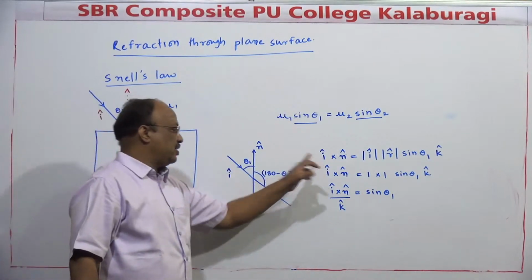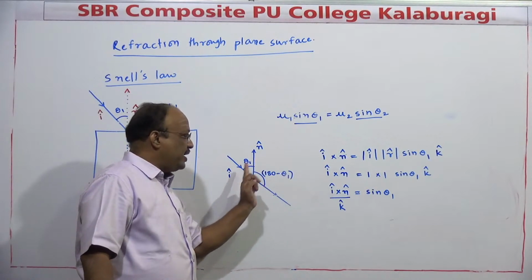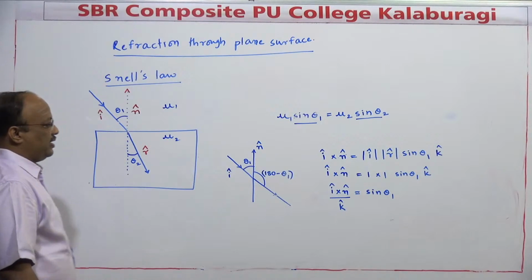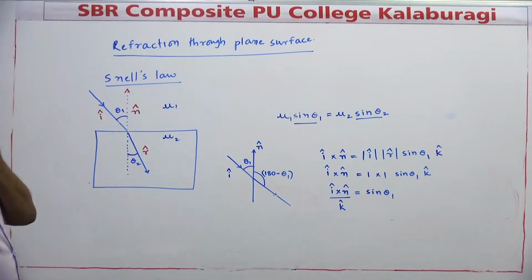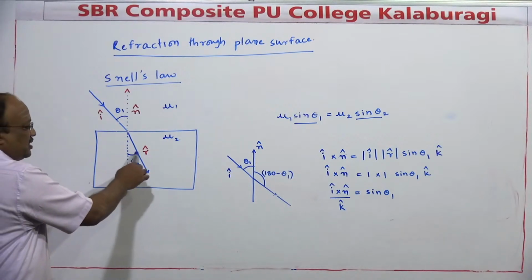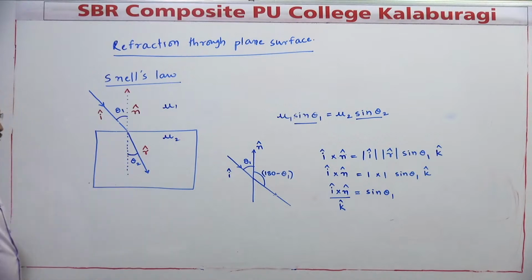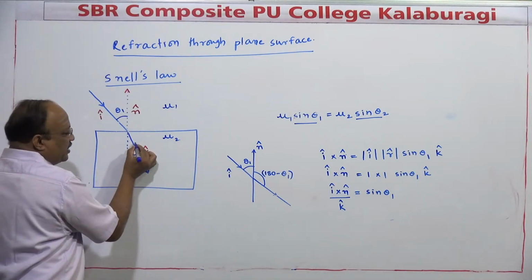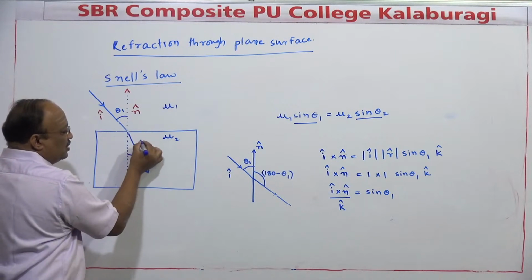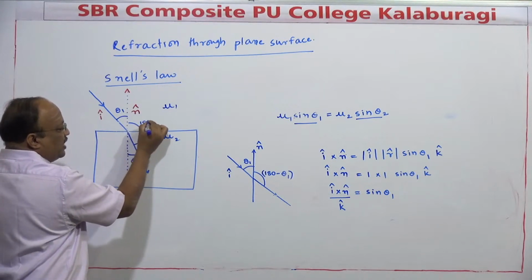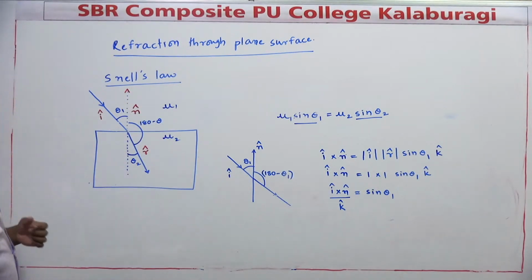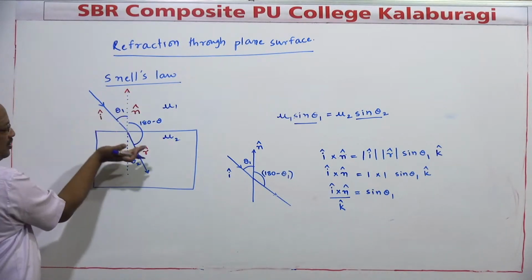Isn't it? So it is the angle between I and n. It is I and n. Similarly, this is theta 2. This is theta 2. So what angle do I take to find out? This will be 180 minus theta, from here to here.